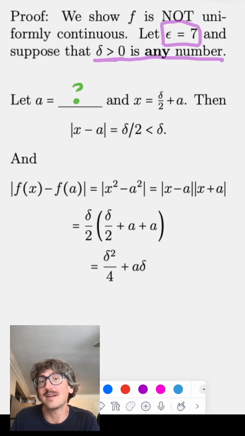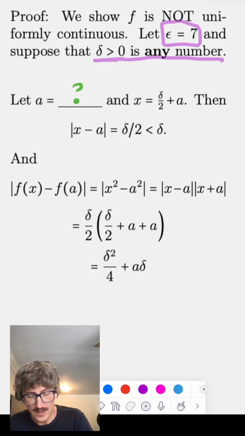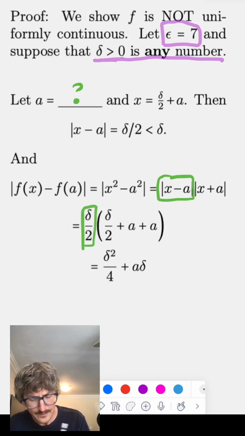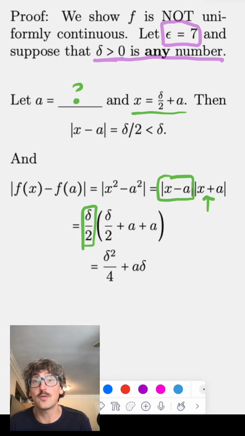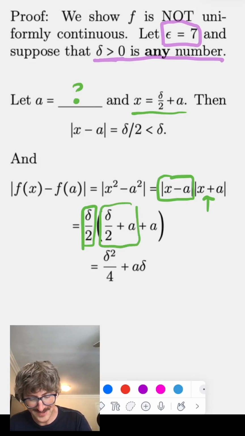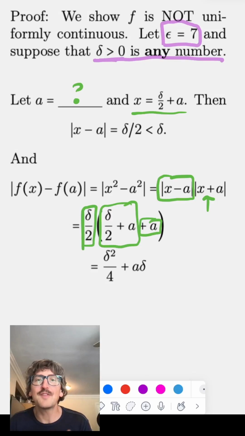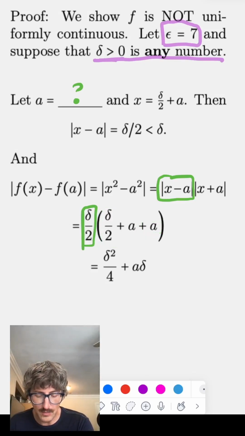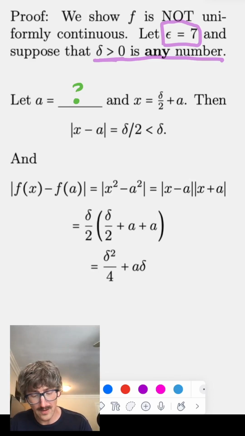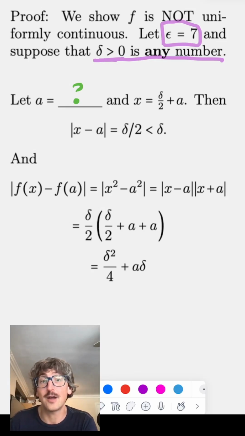We see f of x minus f of a. We look at what we get. We do some simplifying. As before, we get x minus a, which is delta over 2, so we have that. And now x plus a, well, whatever a is, when we add x to it, we're just going to be adding delta over 2 plus a. And so this is like our x, this is our a. And when you simplify all this down, you see that we actually get delta squared over 4. And then this 2a cancels with the 2 in the denominator, and we just get a times delta.